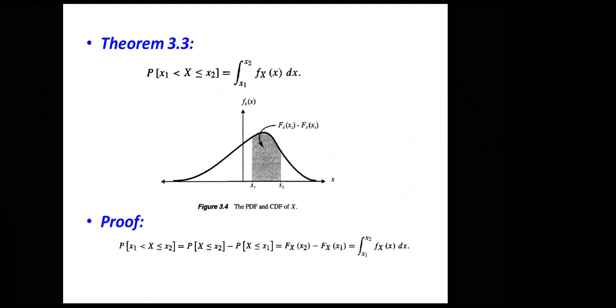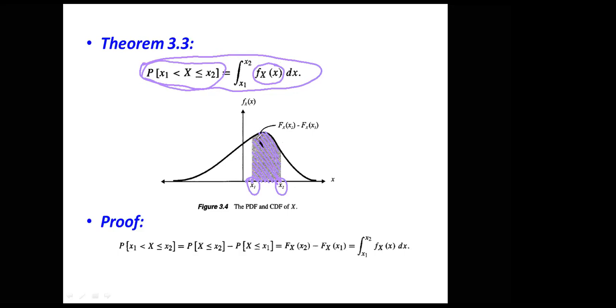Now let's talk about Theorem 3.3. In this theorem, we can see the probability from x1 to x2, that means from this point to this point. This probability means the area under the curve between this point and this point. This area gives us the probability, and it can be found by taking an integration of this curve from the x1 point to the x2 point.